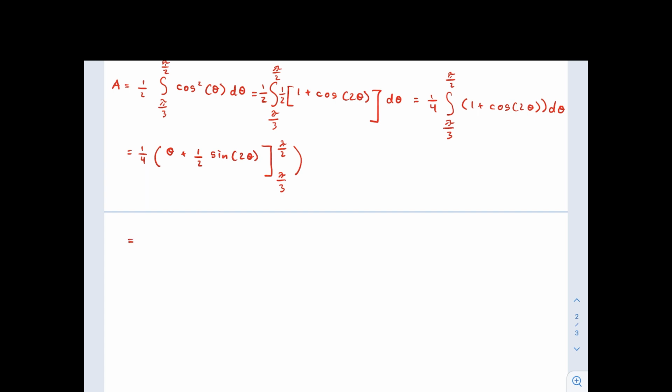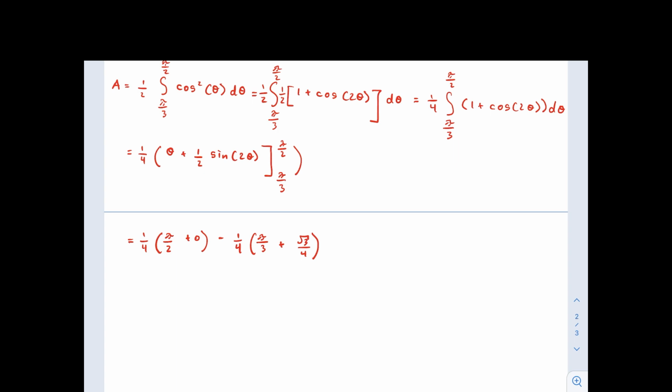In turn, we get 1/4 times pi over 2 plus 0, because at pi over 2 we get sine of pi, which is 0, times half is 0, so we're left with a 0. Minus 1/4 times pi over 3 plus root 3 over 4.